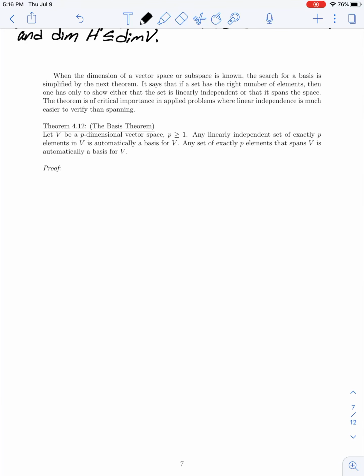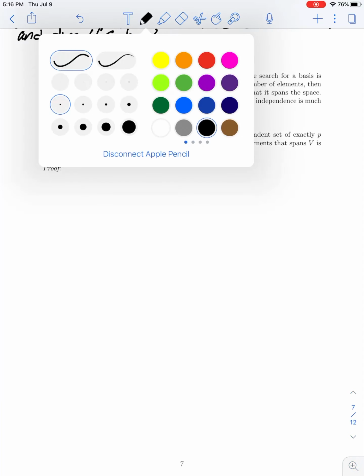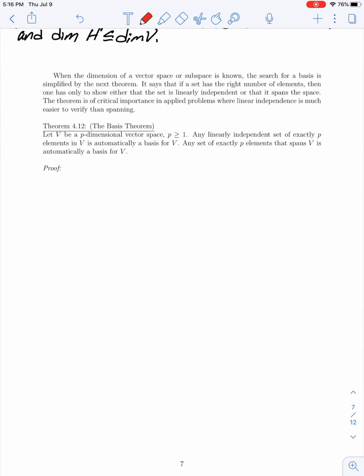All right. Now the following theorem has some very nice applications in differential equations and some select other fields. So this theorem will say if the dimension of a vector space or a subspace is known, then the search for a basis for that vector space or subspace can be simplified by the result of this theorem.